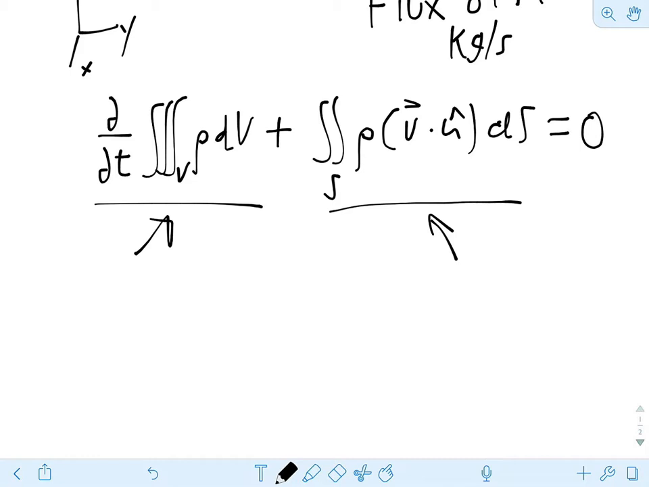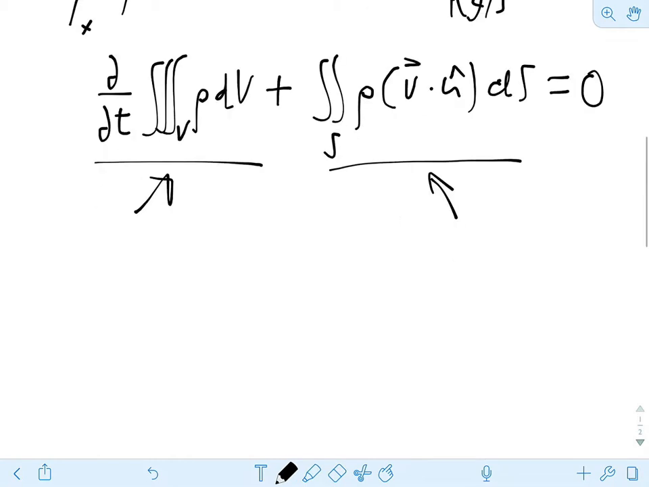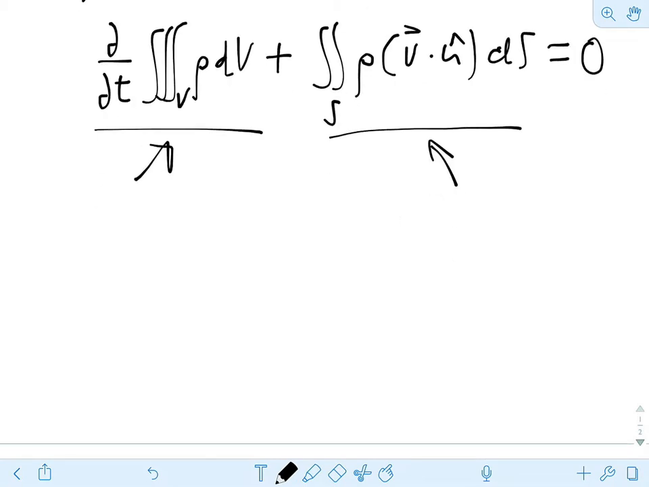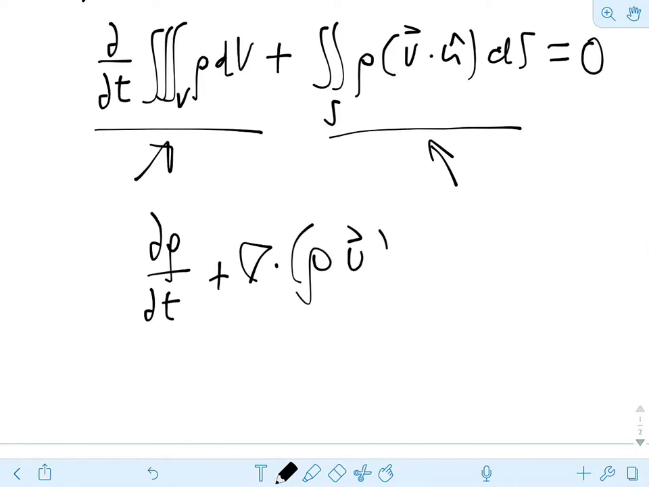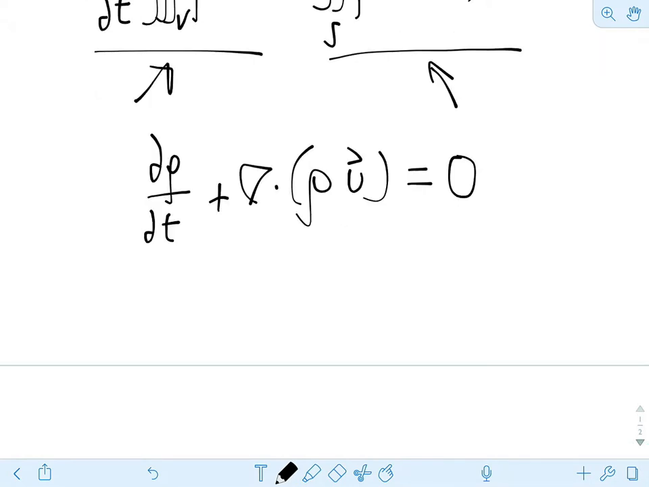We may have seen this more commonly in differential form, which we usually write like this: partial rho, partial t, plus grad dot rho u, where u is the velocity vector again, equals 0. So this is what we call differential form. This is true at any point. Here's a tiny little point in space, and this is an expression of that same continuity equation at any point in space.